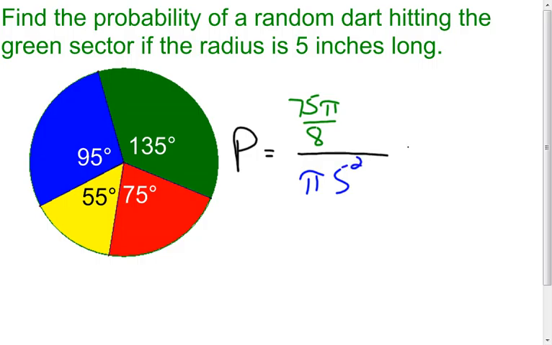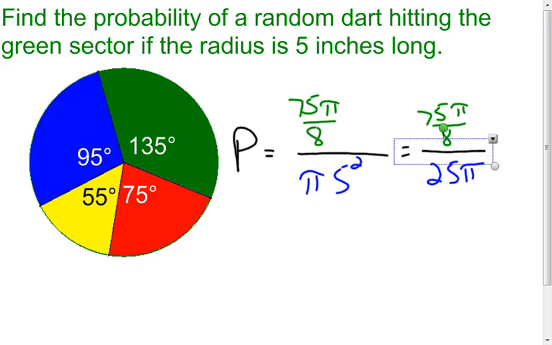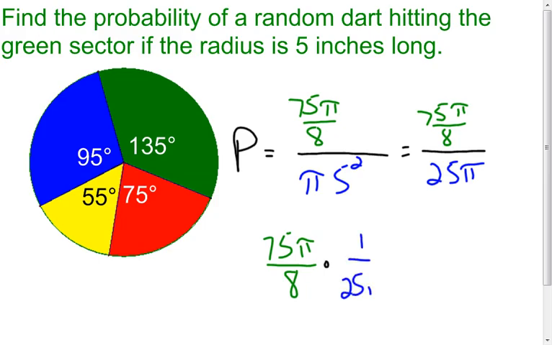If I put all this over here, I'm going to have my 25 pi in the denominator and 75 pi over 8 in the numerator. So I have a fraction within a fraction. Now, thinking about what this black fraction bar means, it actually means to divide. So I'm dividing by 25 pi. I'm going to rewrite it as 75 pi over 8, but then division is the same thing as inverse multiplication, so I'm going to multiply by the reciprocal of 25 pi, which would be 1 over 25 pi.